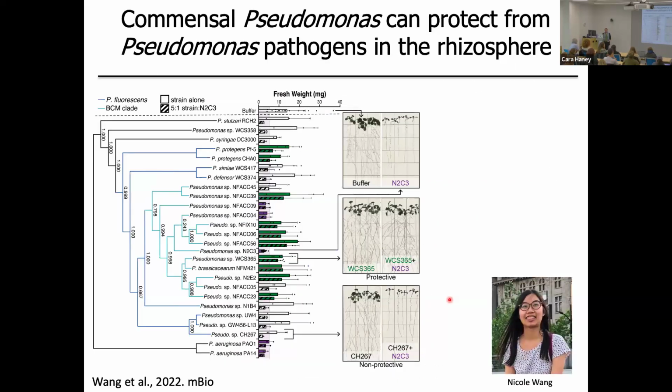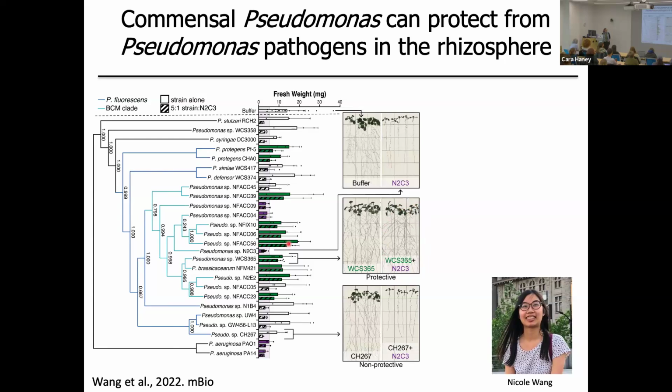And so the first thing that we did was to ask, if we do pairwise competitions between different Pseudomonas strains, who wins, and are there any patterns? This is the master's thesis work of Nicole Wong, a very talented former master's student. And Nicole asked, if she did co-inoculations with our commensals and our pathogens, what happens? And so on this tree, here's our pathogen here, and if you put it on plants, it stunts plants. And Nicole found that a number of strains that are actually most closely related to the pathogen were protective. So if you add these strains with the pathogen, the commensal seems to protect.